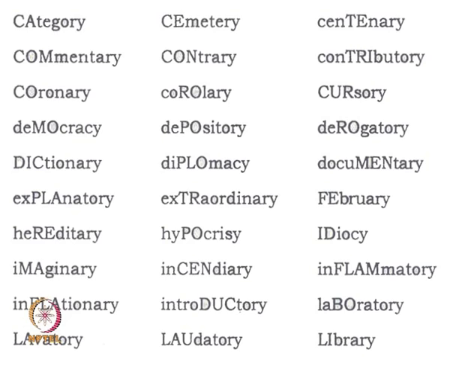Democracy. Depository. Derogatory. Dictionary. Diplomacy. Documentary. Explanatory. Extraordinary. February. Hereditary. Hypocrisy. Idiocy. Imaginary. Incendiary. Inflammatory. Inflationary. Introductory. Laboratory. Lavatory. Laudatory. Library. Okay, thank you. You can sit down.